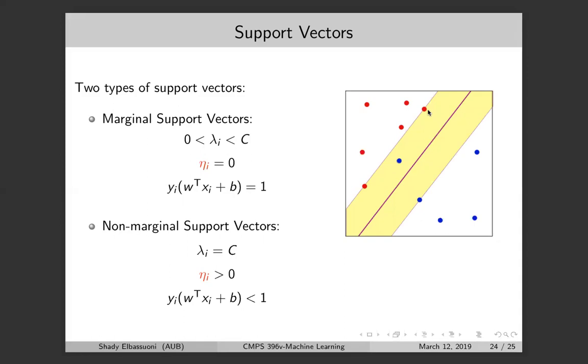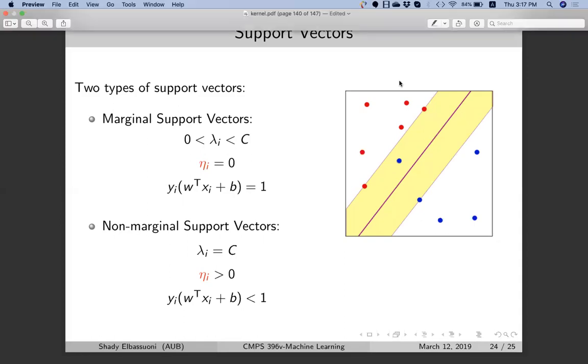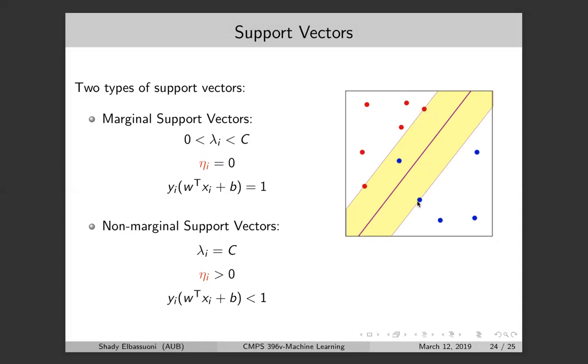Marginal is which one? These. These are the ones on the margin. Yes. This is a non-marginal support vector, and these are interior points. Sorry, these are interior points. Okay. Good.